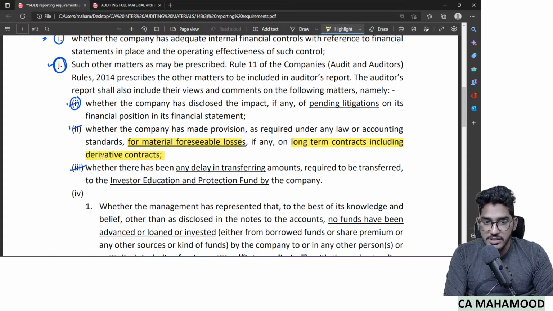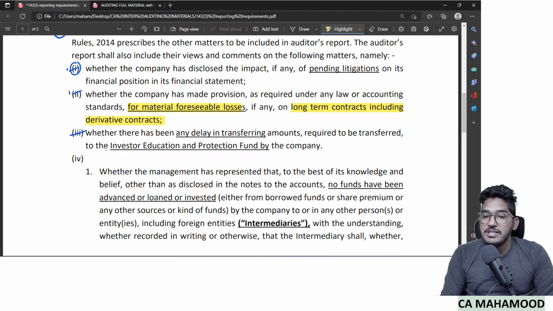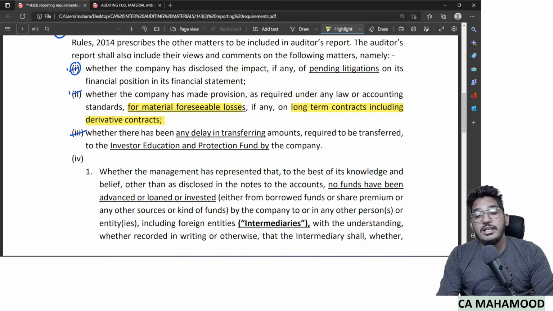If I read it once again for you: whether the company has made provision as required under any law or accounting standards for material foreseeable losses, if any, on long-term contracts including derivative contracts.